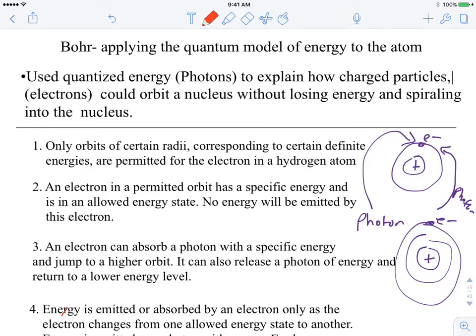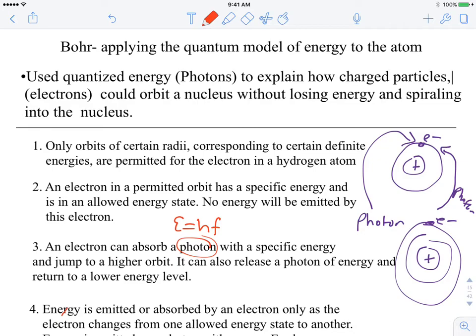It's a stable orbit. The electron, though, can absorb a photon. That photon will have a specific amount of energy. You could calculate that energy of the photon by using E equals h times frequency. That electron will absorb that photon of energy, and it will cause the electron to jump into a higher orbit.